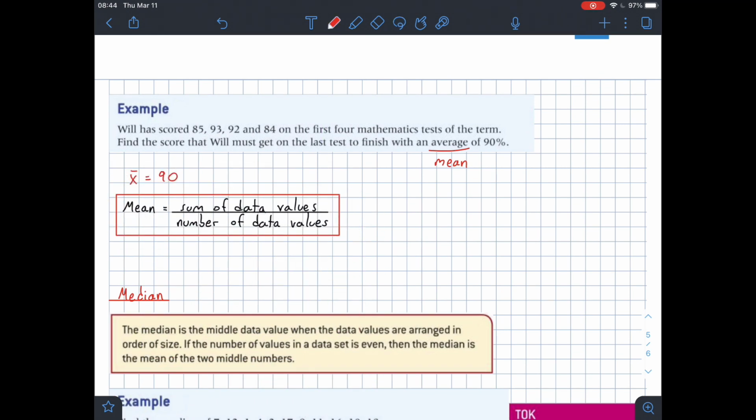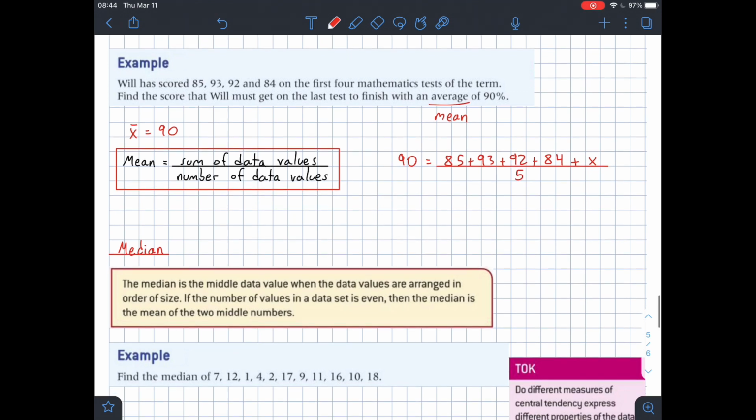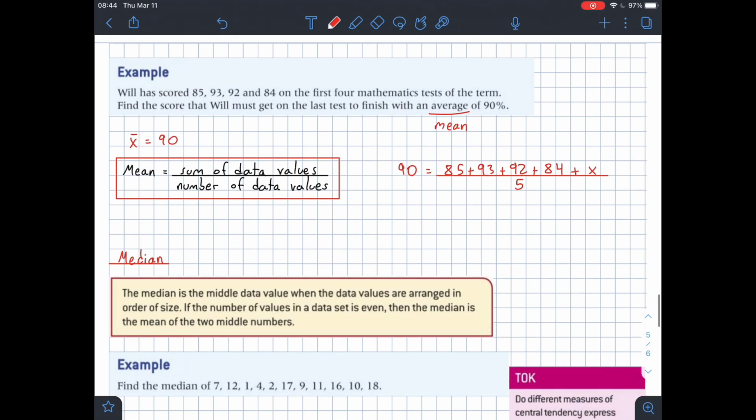There we go. So, 90 is our mean, and that should be equal to the sum of all my scores, 85 plus 93 plus 92 plus 84 plus x, right? Because we want to know how much he needs to score in the 5th test, divided by the number of data values, which in this case is 5, right? So there you have it. Now we need to solve this.